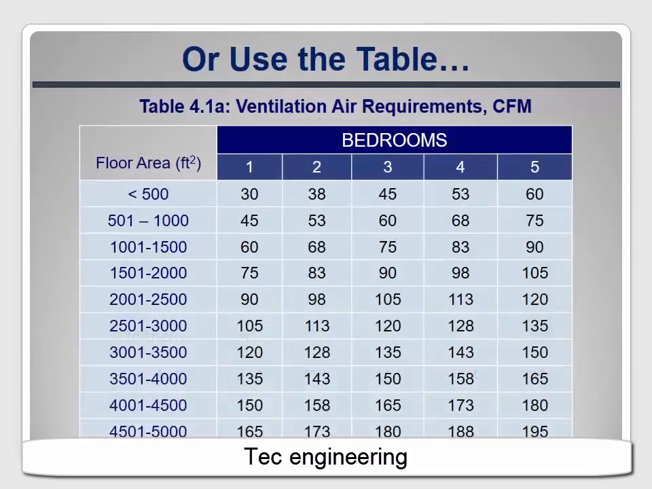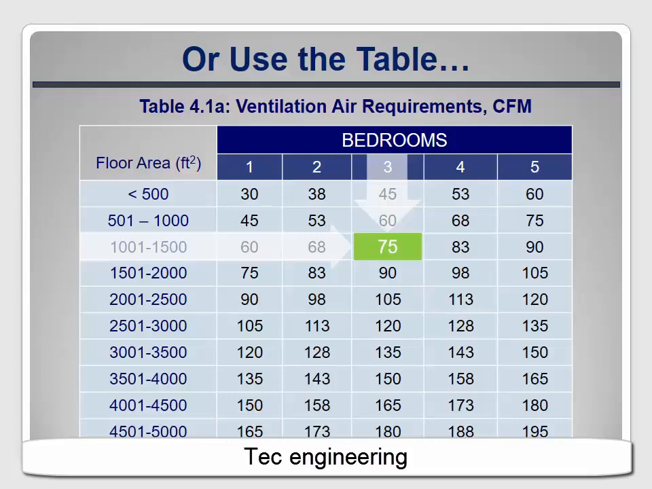ASHRAE 62.2 2013 also includes a table that you can use instead of doing the calculations. You just find the row that includes the size of the house and the column with the number of bedrooms. Where the two intersect, it lists the required CFM, which is 75. Notice that in this case the number is higher than what we calculated.